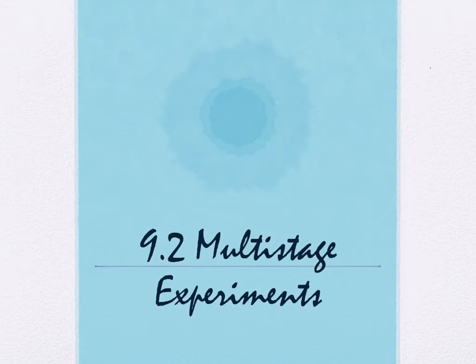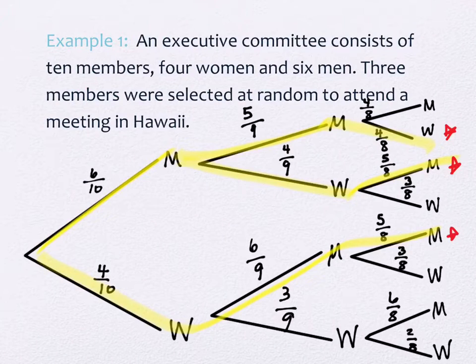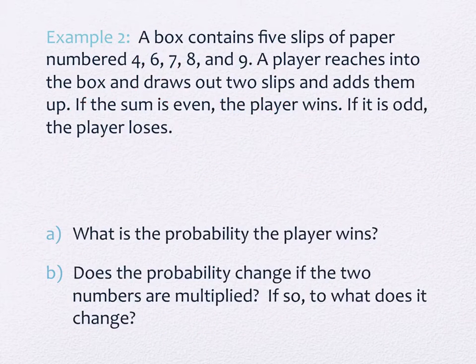All right, section 9.2, we are looking at multi-stage experiments, and the method for drawing these, we talked about last time, most of the time, is a tree diagram, but there are occasionally some places where some alternate versions make some sense and maybe even a little bit more sense than a tree diagram. So we're going to take a look at the first one, example number 2.